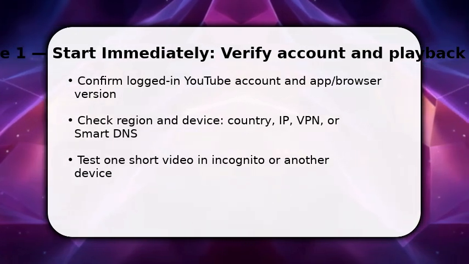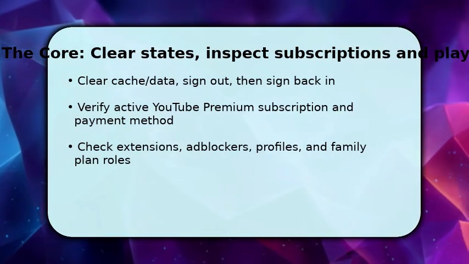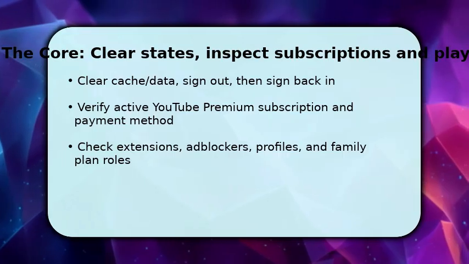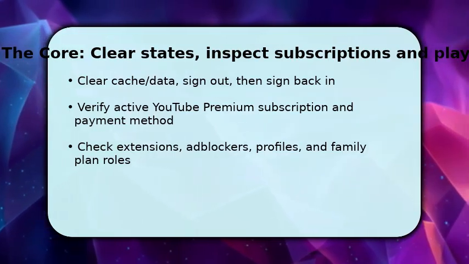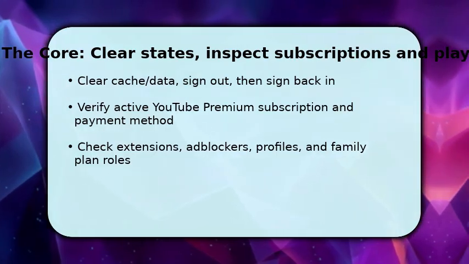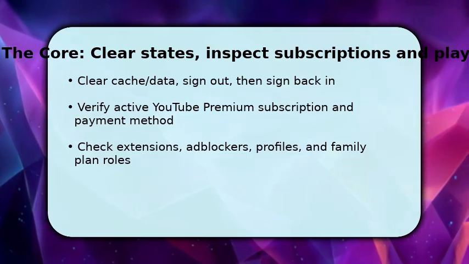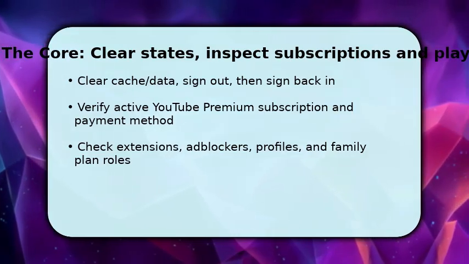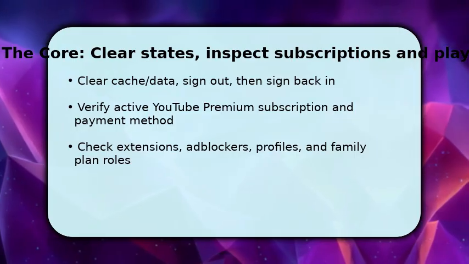Now work through the complex middle. Clear app cache or browser site data, then sign out and sign back in to refresh entitlements. This forces the service to revalidate premium status. While doing that, review your subscription in account settings and confirm the payment method is current. Expired billing can revert access.